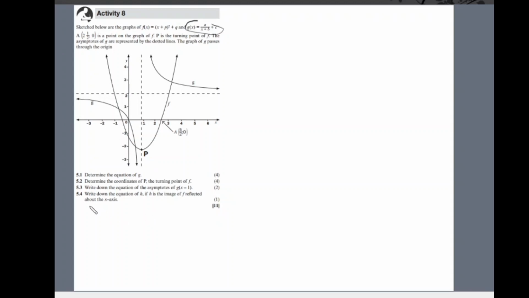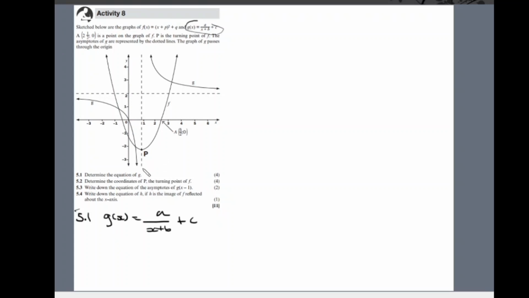So to determine the equation of g, it means we need to find the values of a, b, and c. Okay, so in 5.1, we need to find the values of a, b, and c, where g of x equals a over x plus b, plus c. To determine the value of b, we need to look at the vertical asymptote, which is this dotted line here, this vertical one.